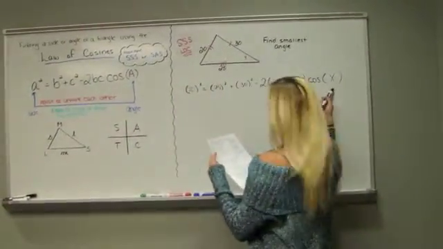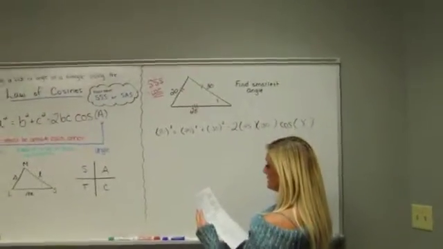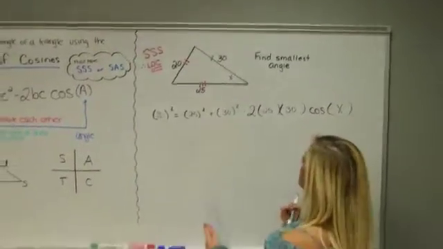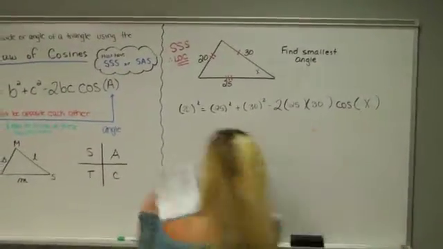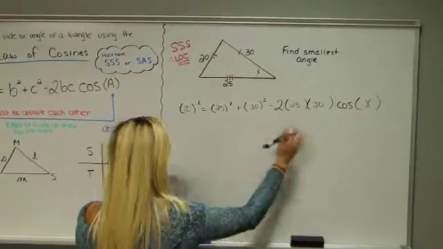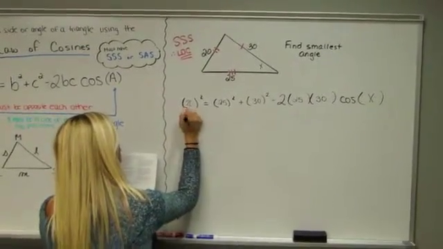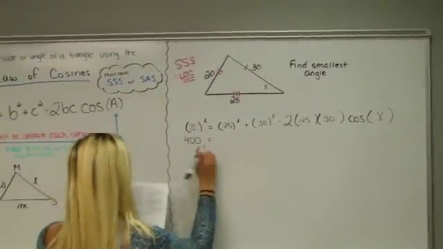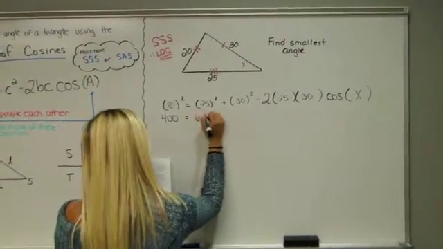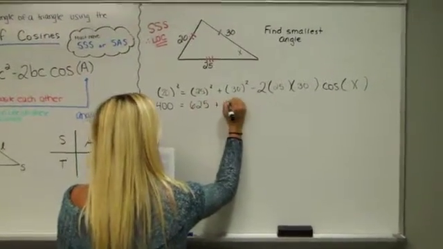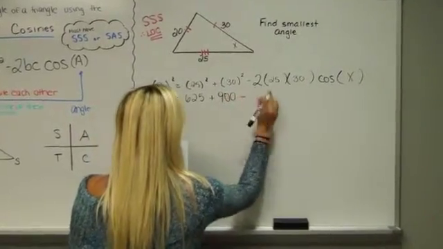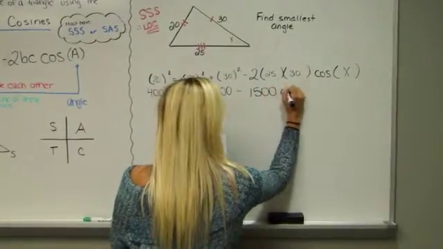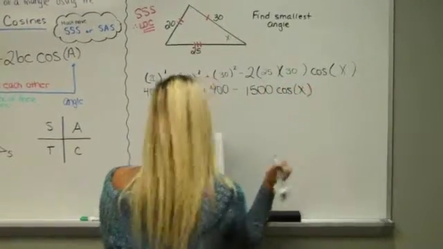So since the variable that we're looking for is mixed in with the constants, we need to do our calculations very carefully. One of the common errors that students make a lot of the time is they combine values that they're not supposed to. So when solving this problem, you know that 20 squared equals 400, 25 squared is 625, 30 squared is 900, and then 2 times 25 times 30 gives you 1500, and then you have your cos x.